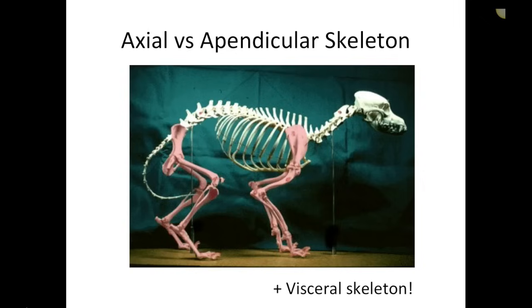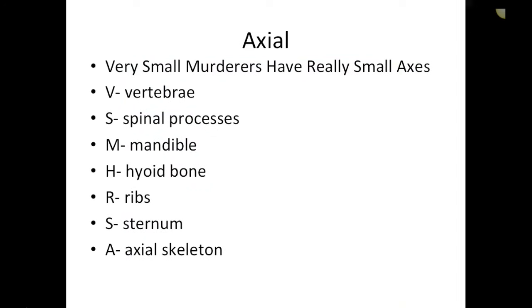So we're going to go through the entire skeleton, and I've broken it up into the axial and appendicular skeleton as well as the visceral skeleton, just as a way to get your head around it or classify it a little bit easier. I won't be too concerned about which belongs to axial and which belongs to appendicular, but I think it helps some people when they're trying to figure out which is which.